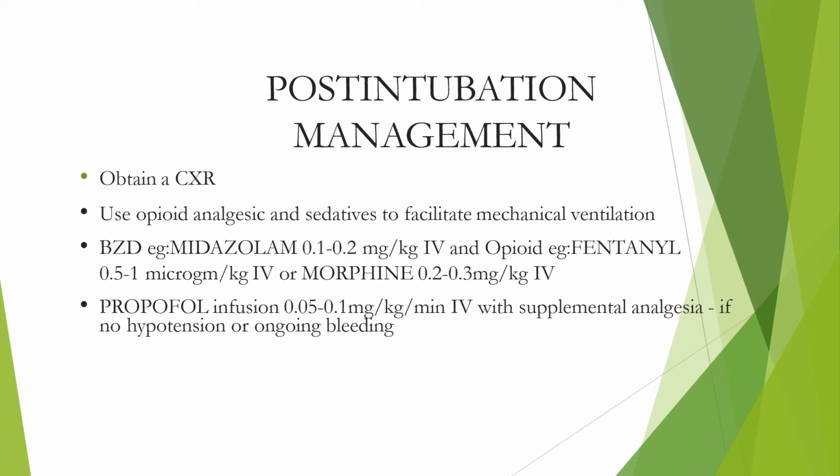Benzodiazepines, for example midazolam, 0.1 to 0.2 milligram per kilogram IV, and opioids like fentanyl, 0.5 to 1 microgram per kilogram IV, or morphine, 0.2 to 0.3 milligram per kilogram IV can be used. Propofol infusion 0.05 to 0.1 milligram per kilogram per minute IV with supplemental analgesia, if there is no hypotension or ongoing bleeding, can be used.